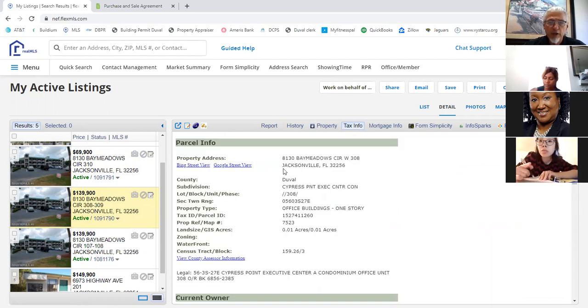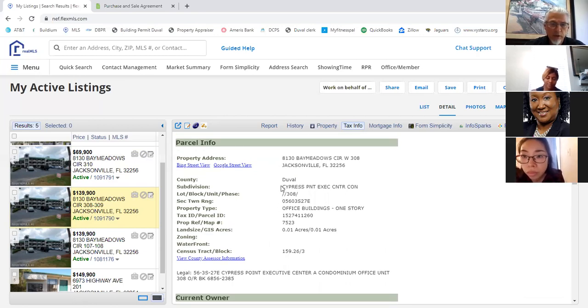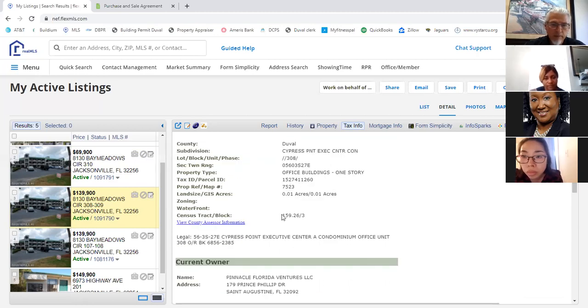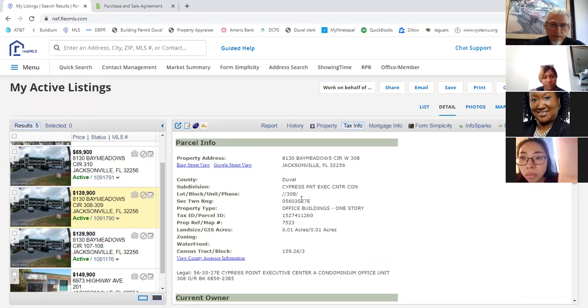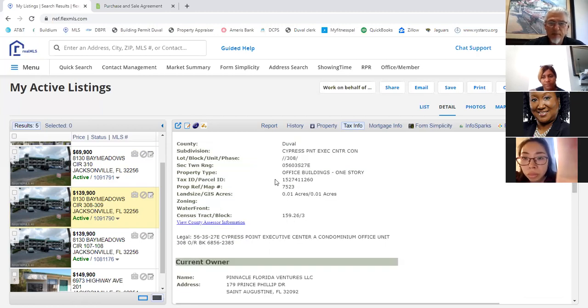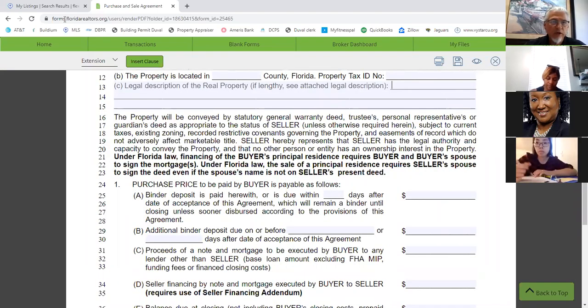If you're including the tax ID number, which is, where is it? Yeah, I would draw a blank, right? It's up. You just crossed it, Jeff. Office building. There you go. There it is. Okay. ID, parcel ID. So this is the number that's going to identify it. And if you use that combined with this legal description, you can't go wrong. Okay. So I just copy this and then I go back to my purchase and sale agreement and I paste it right there.